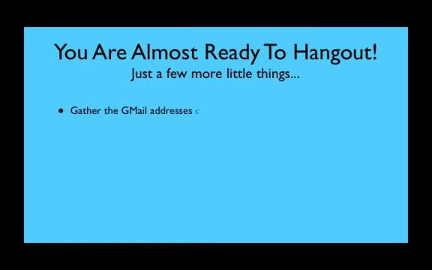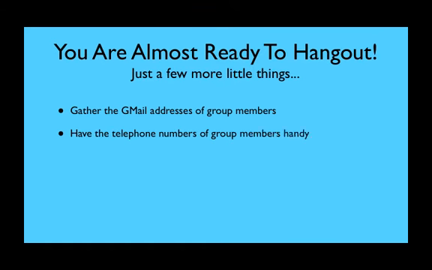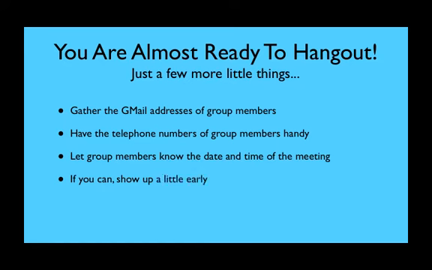If you are the one who will be hosting the Hangout, gather together all the Gmail addresses of those who will be in your meeting. Also, if possible, have the phone numbers too, because sometimes there are connection problems, and if you have phone numbers, group members can join by telephone. Set a meeting time and date, and I recommend that everybody try to get to the Hangout about 10 minutes in advance of the meeting, and the facilitator may want to get there just a little bit earlier than that.